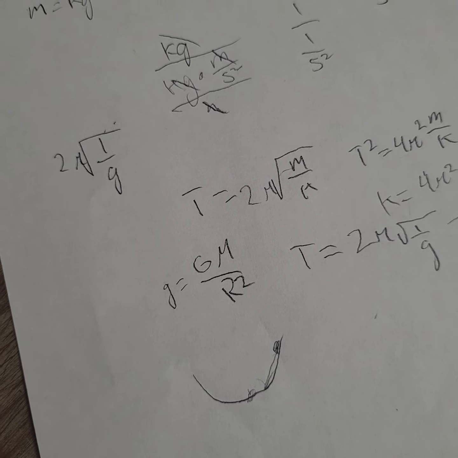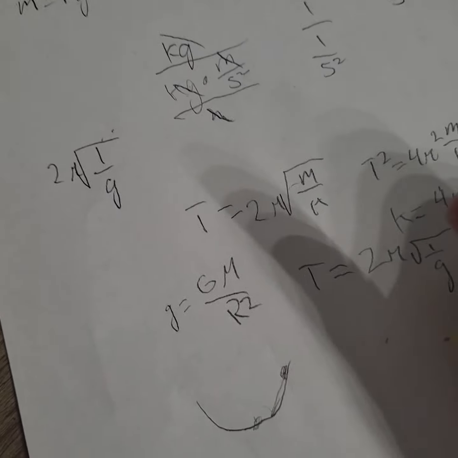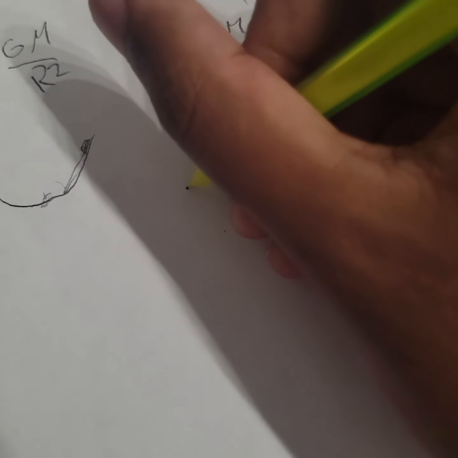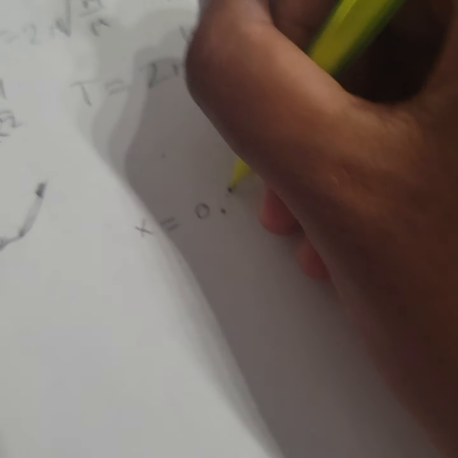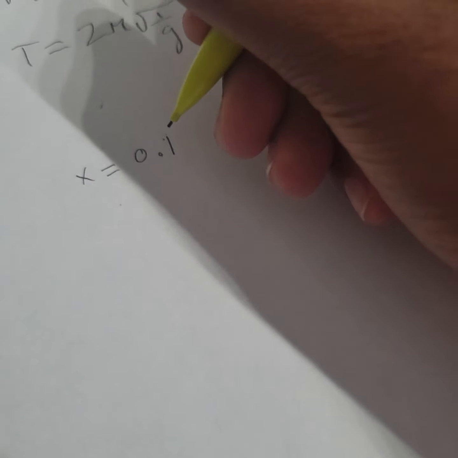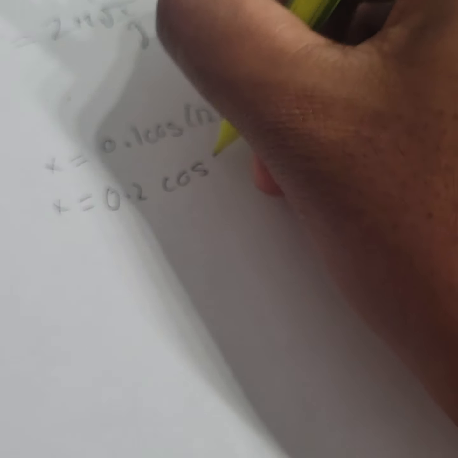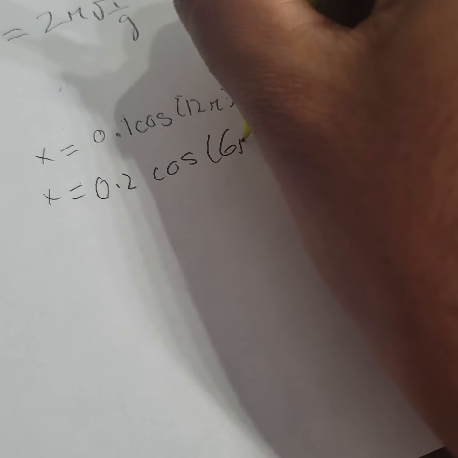And then the next question I missed had two objects, which were x equals 0.1 cosine 12πt. And then I just basically had another object too, which was x equals 0.2 cosine 6πt.